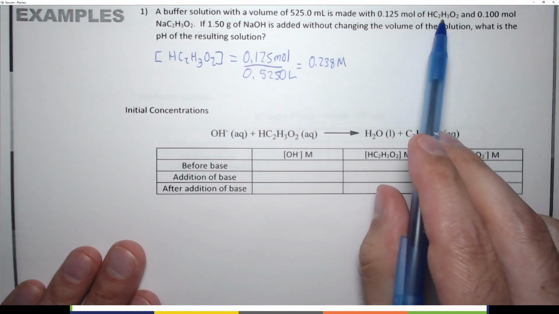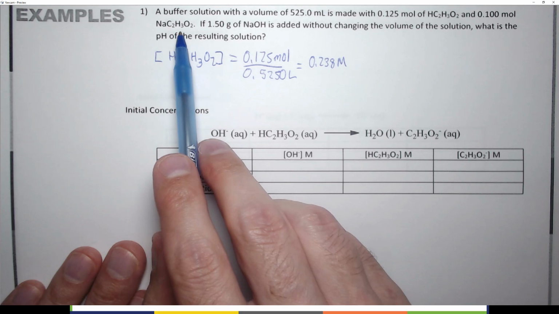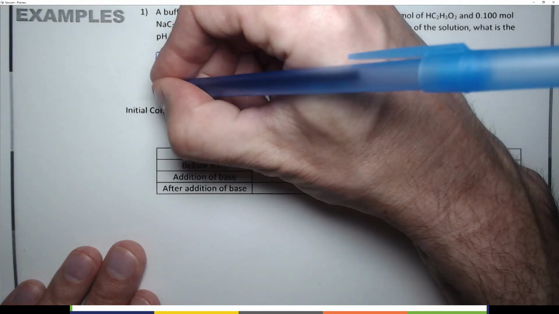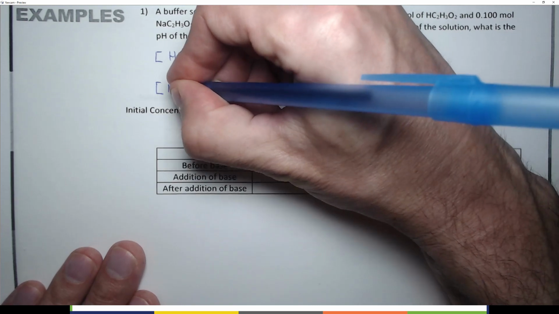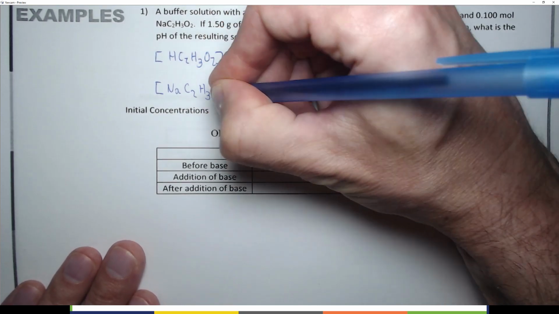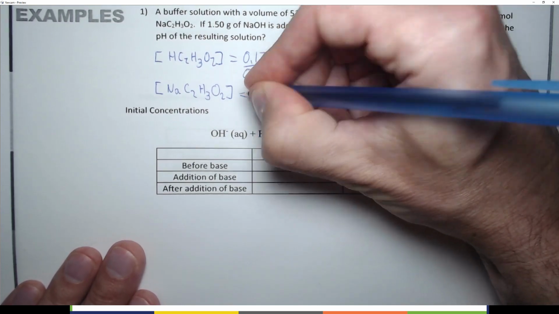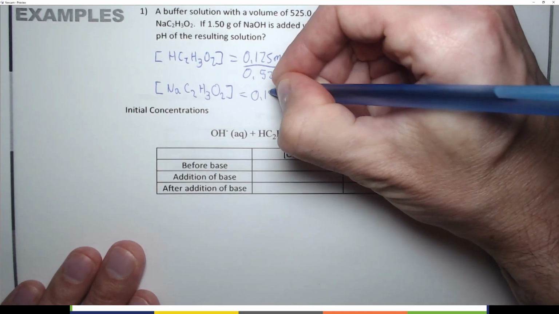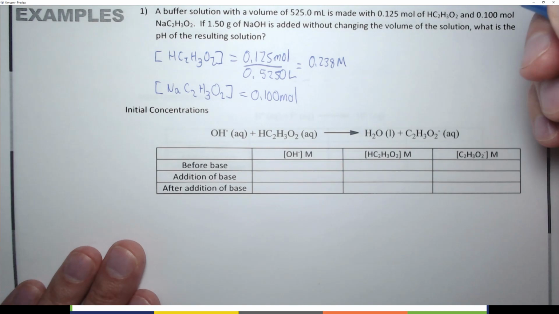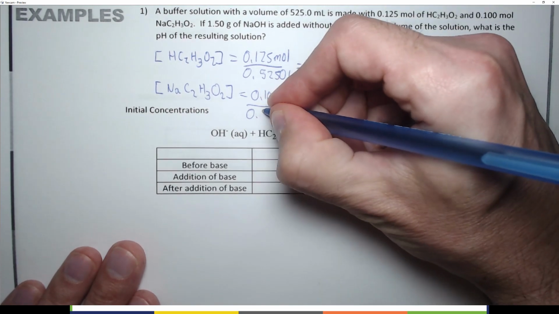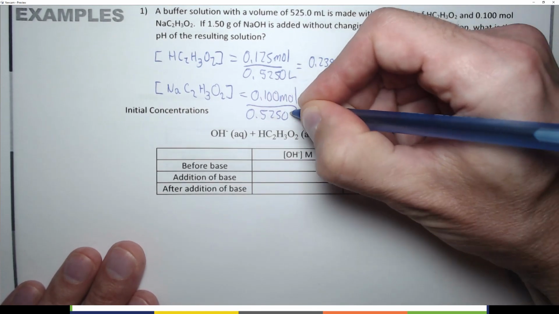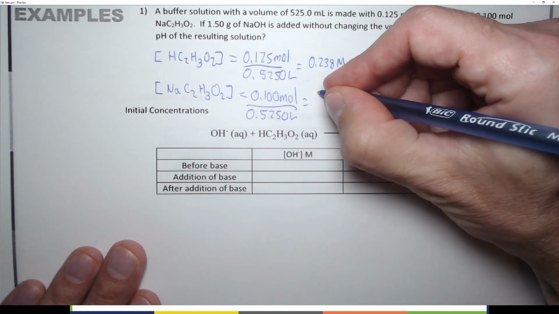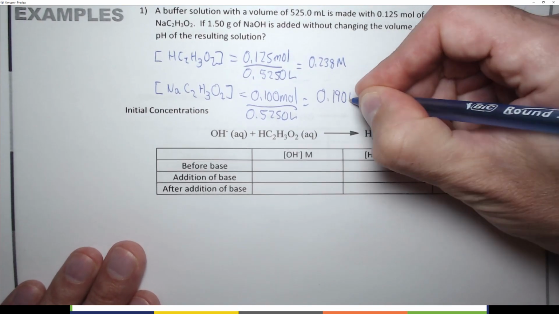I'm going to repeat that same thing for the NaC2H3O2, or the conjugate base of the acetic acid. So for NaC2H3O2, again using the moles of this one, the 0.100 moles, divided by the 0.5250 liters, the concentration of this one before we add the base is 0.190 molar.